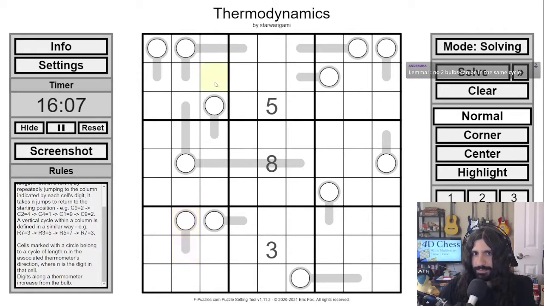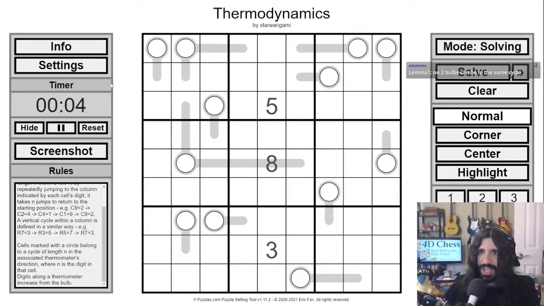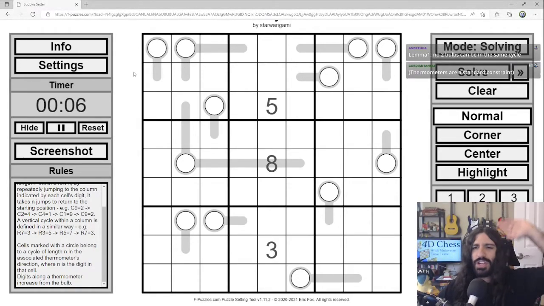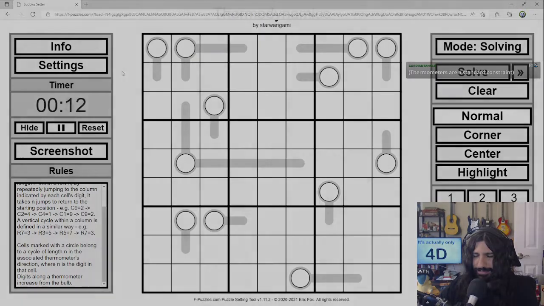Okay. There we go. All right. So let's just get into it. Let's just hop into it. Let's see. Okay. There's nothing given, so we should clear the puzzle, of course. What do we got going on here?